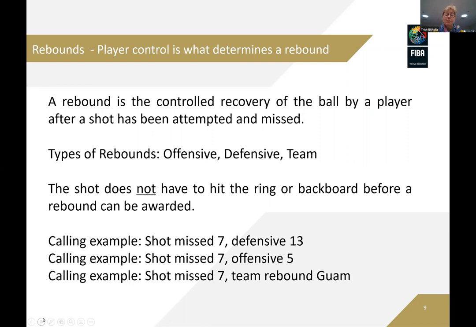Just to give some clarification around that, an offensive rebound is given to the team that is shooting at the basket. So if I take the shot and I get my own rebound, that's an offensive rebound. If I take the shot and the defensive team gets the ball and starts to run down the other end, we call that a defensive rebound. The 3rd type is a team rebound.